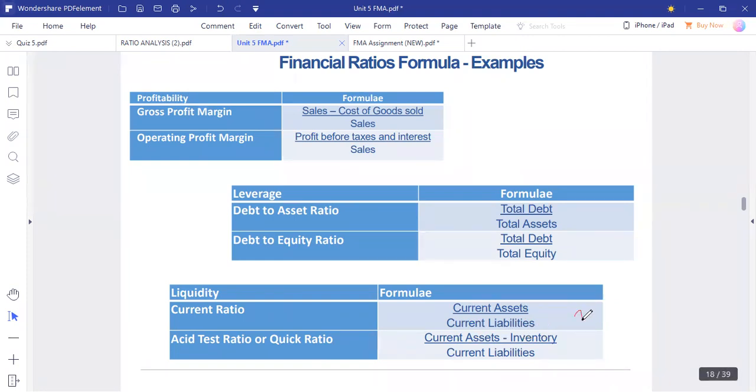The current ratio has a standard benchmark of 2 to 1. Here it is 1 to 1. So this means that for every 2 assets that you have, at least you must have 1 liability. And we know by now that a liability is simply what? What we are owing.